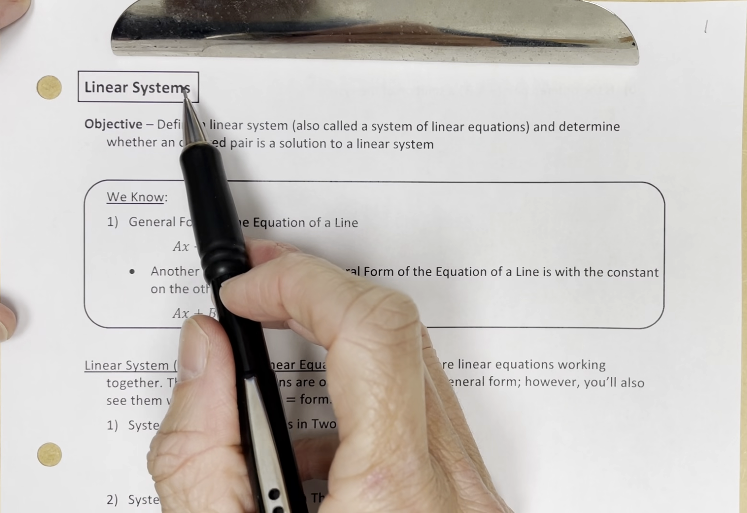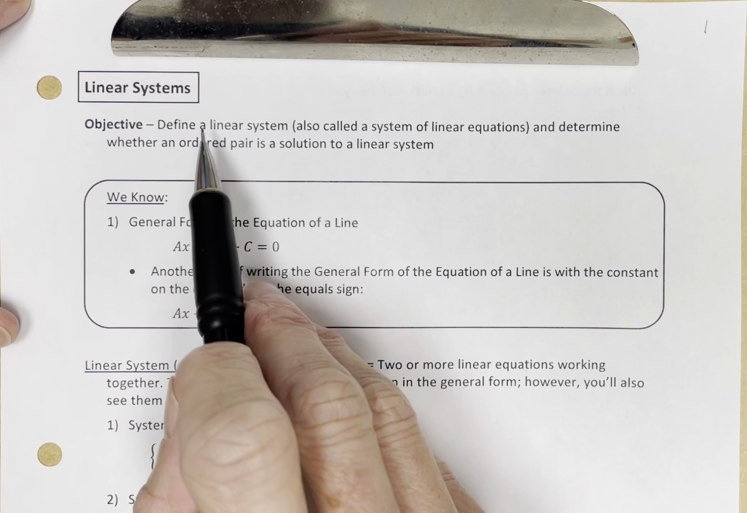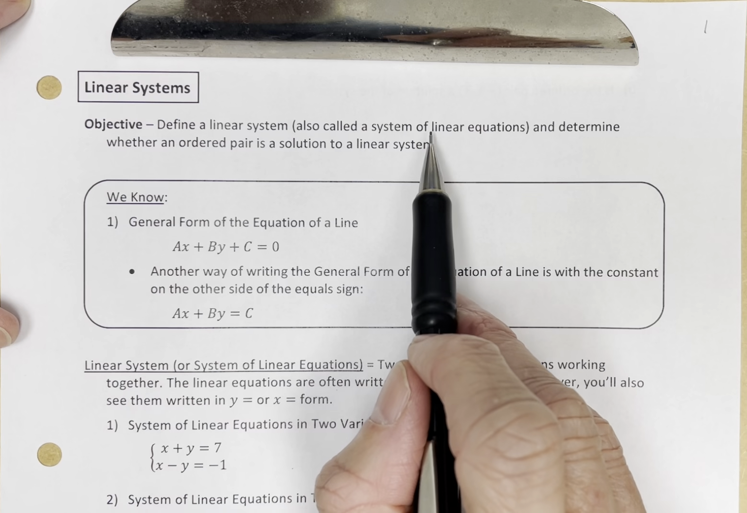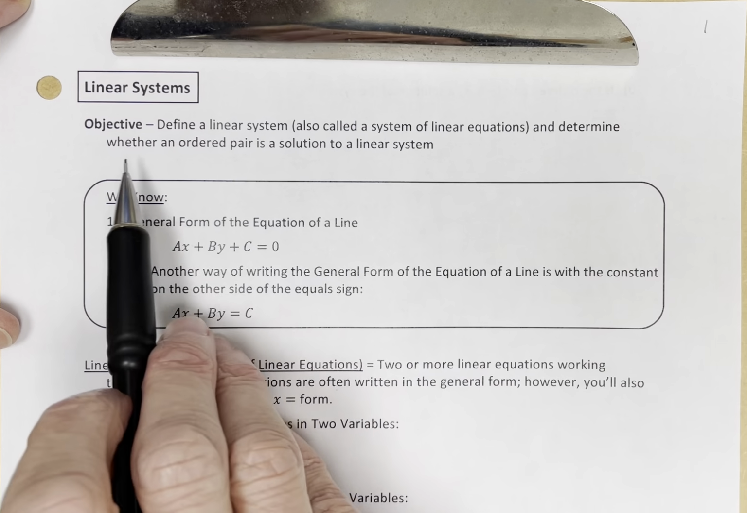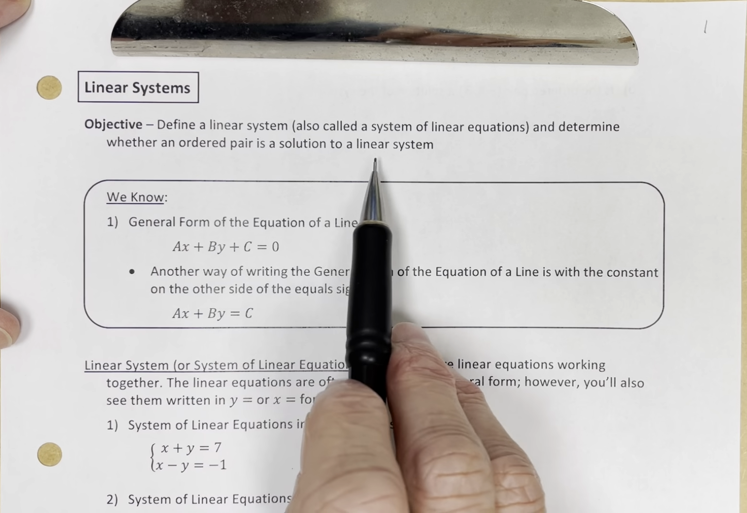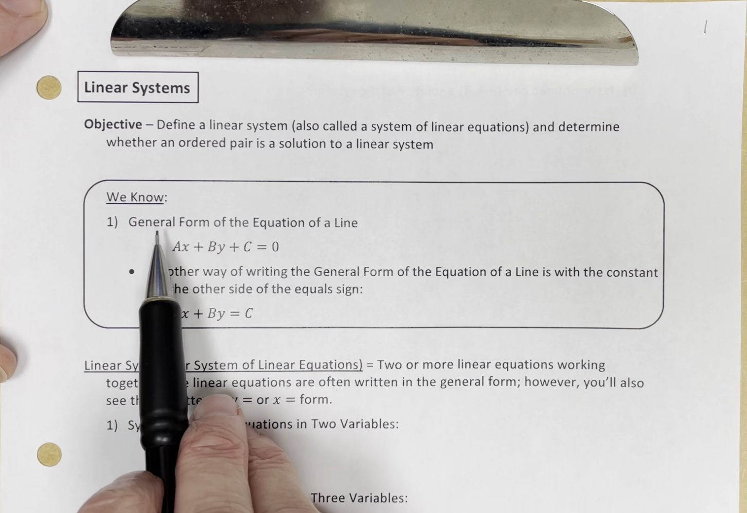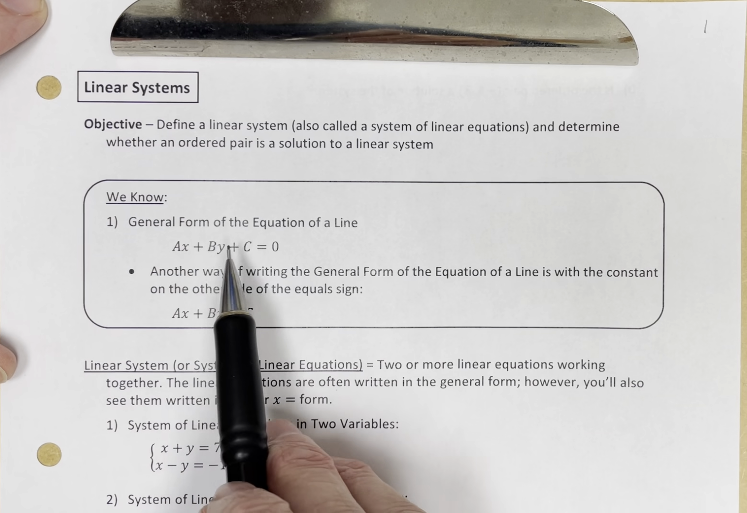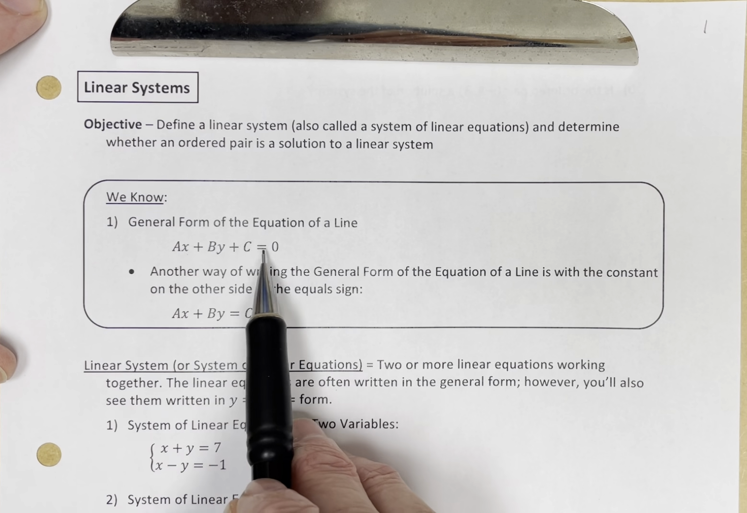Linear systems. Our objective for this video, we want to define a linear system, which is also called a system of linear equations. And we want to determine whether an ordered pair is a solution to a linear system. So what do we know coming in? Well, we know the general form of the equation of a line. That general form is ax plus by plus c equals 0.